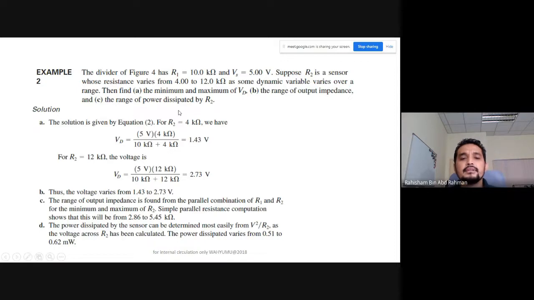As I explained to you before, for VD minimum we use R2 equal to 4 kilo ohms, and for the maximum we use 12 kilo ohms, and then it gives us 2.73 volt. So the range of the voltage divider is from 1.43 up to 2.73.